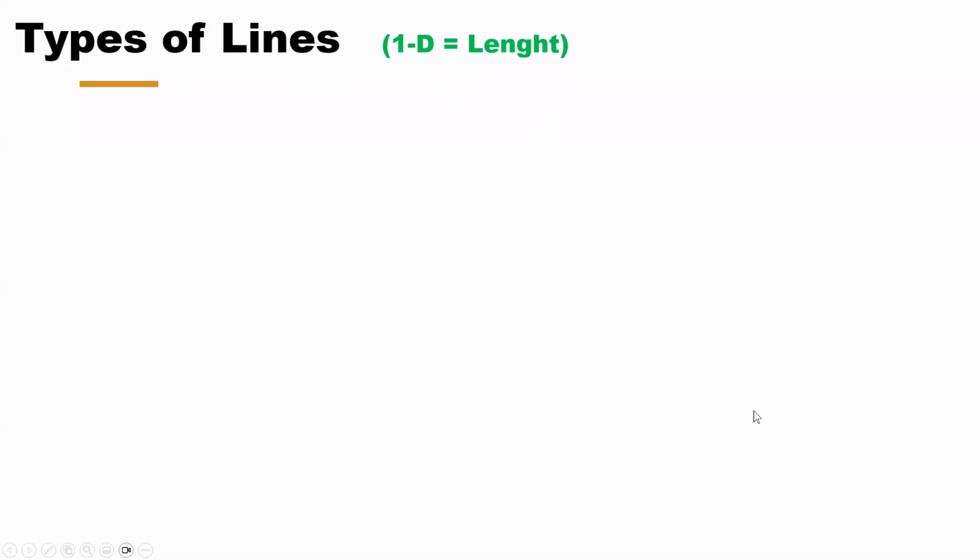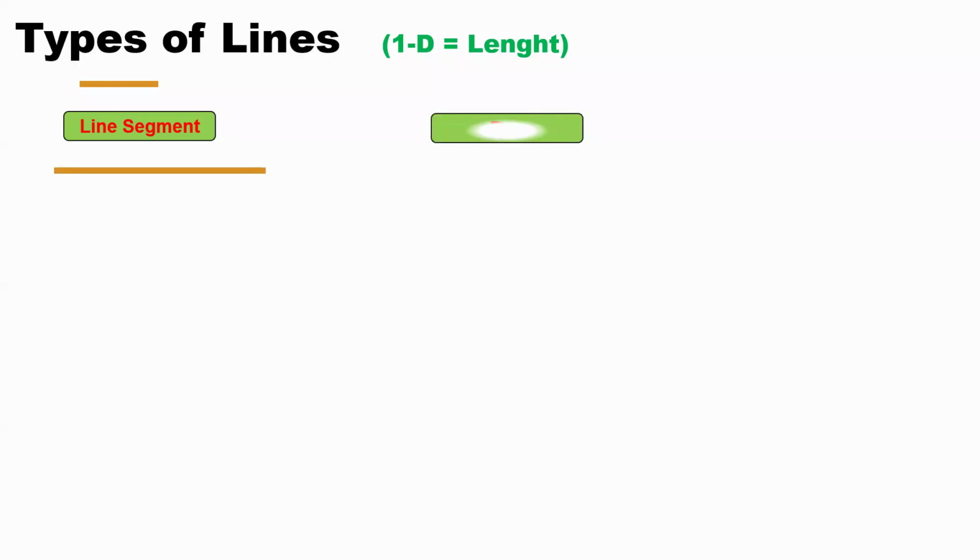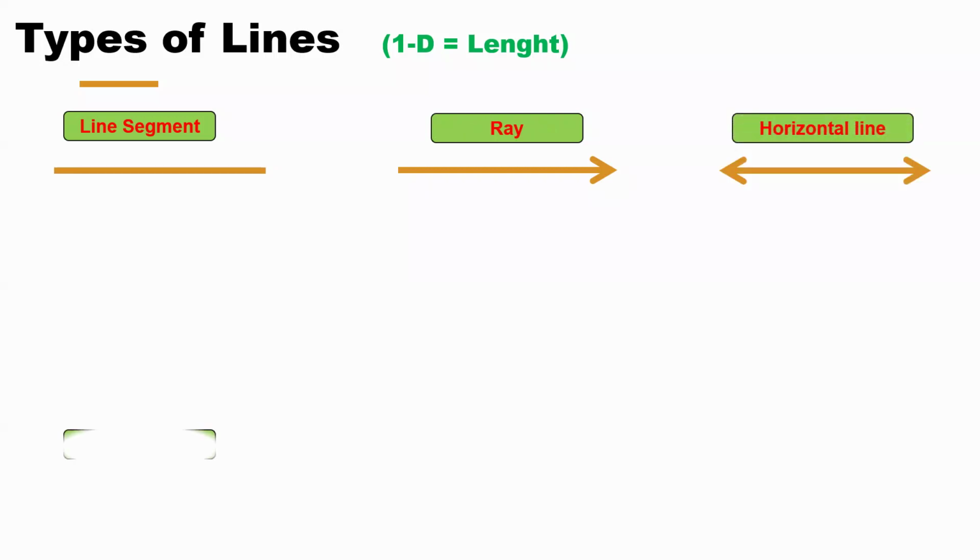Types of lines. It's a 1D shape. Why? Because it has only length. So line segment, what's a line segment? It's a line with a start point and an end point. Ray is the arrow. Horizontal line is the Sleeping Beauty, and vertical line is the standing one.